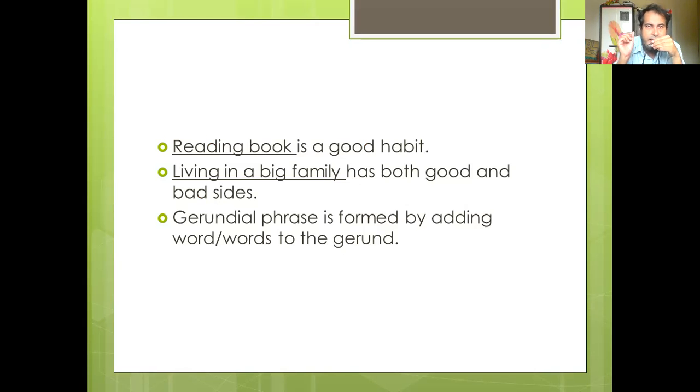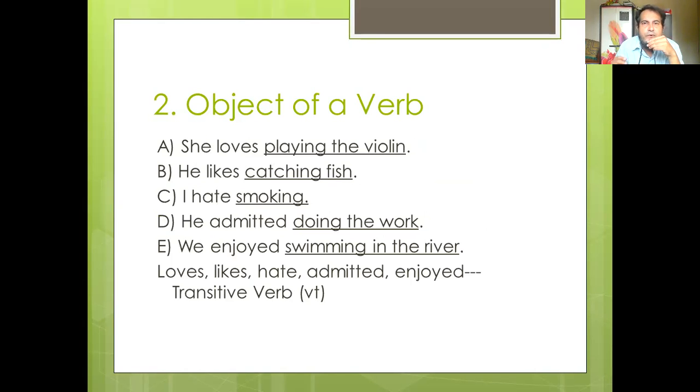The total thing works as a phrase. Reading book, this is a gerundial phrase. Now a gerund can be the object of a verb. Look at the examples. She loves playing the violin. She loves what? She loves playing the violin. Violin is a musical instrument, and she enjoys playing the violin. So she enjoys something, and the total thing becomes the object, and the object starts with a gerund, playing the violin.